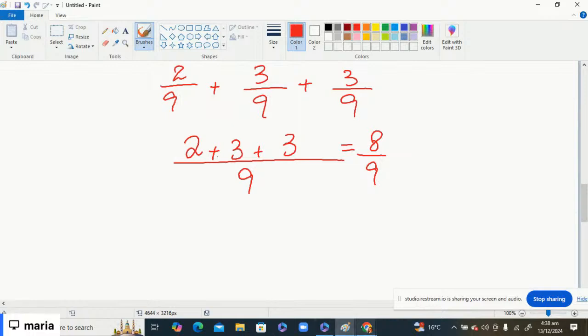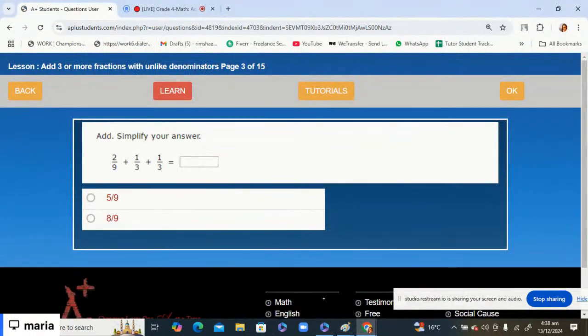Let's check. Is there any answer for 8 by 9? Yes, it's here. What's your answer? Yeah, 3 by 9. You are going to do it the right way. So this is the answer, 8 by 9.